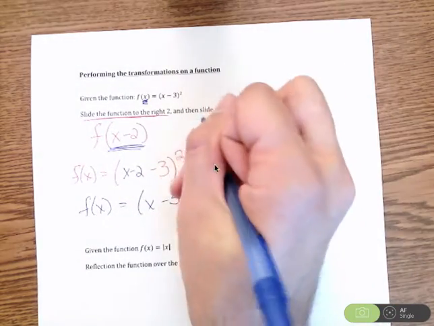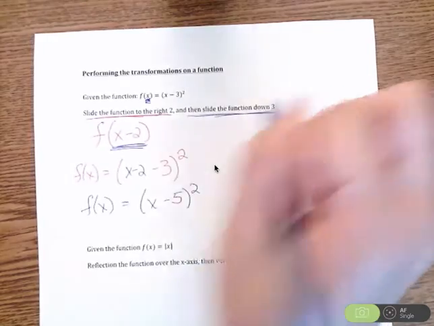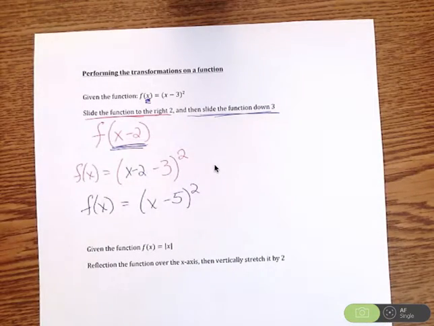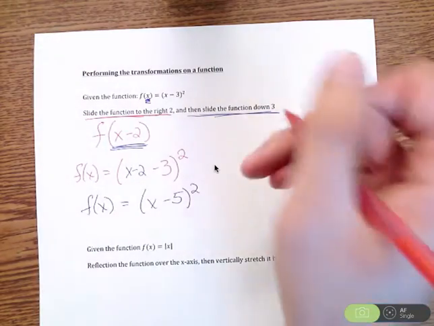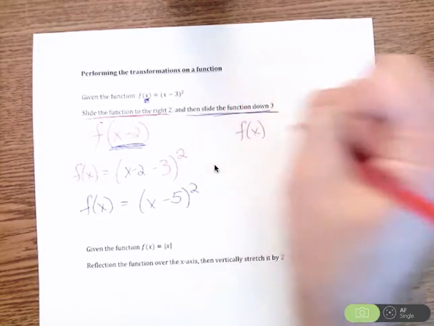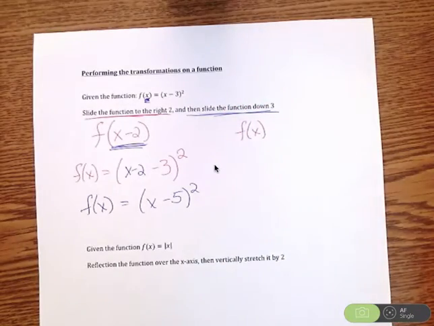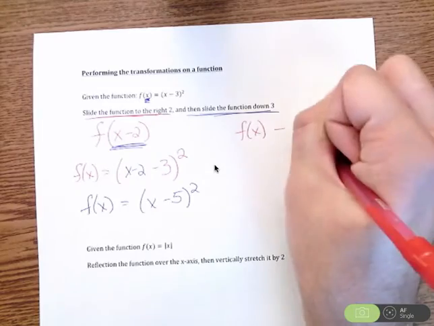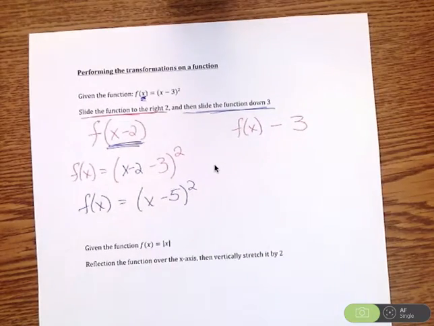The next step in the problem wants us to then slide the function down 3. So that's not a, that's not h. We're going to be dealing with k. So I need to do f of x, and then if I want to do down 3, a slide down 3, I'm going to do minus 3 for k.